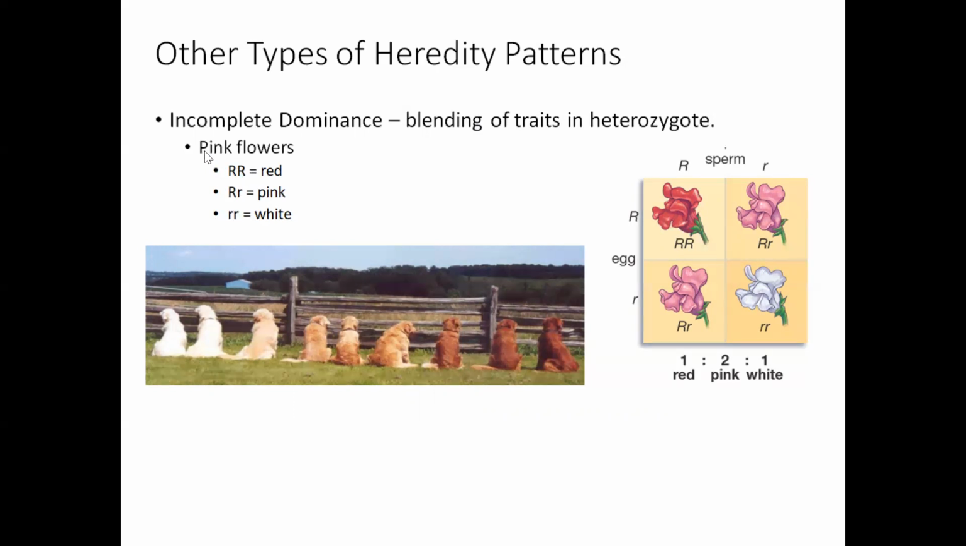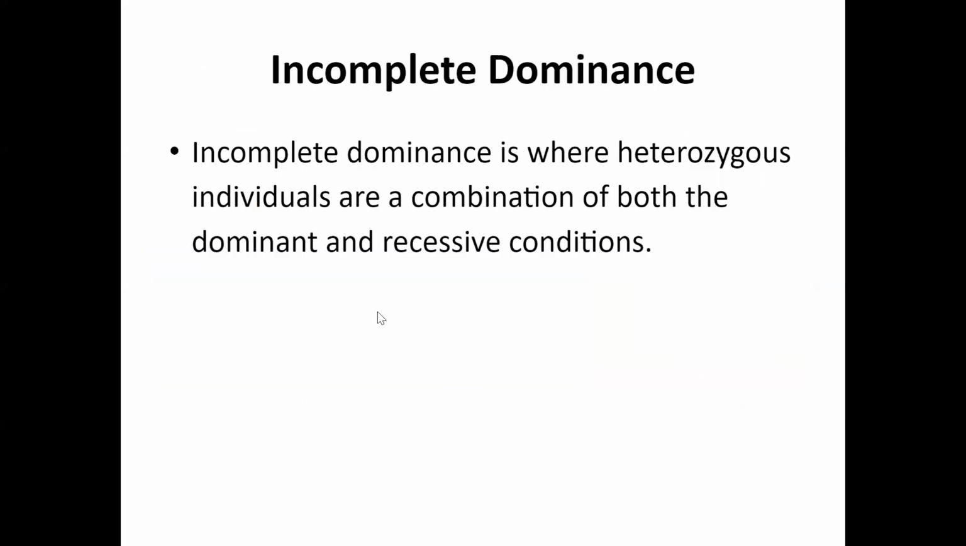This is not the case with incomplete dominance. We have a blending of the traits, so red and white would make pink flowers. It's pretty similar with the Labradors down here: a brown Labrador and a white Labrador making that golden color in between. It is where heterozygous individuals are a combination of both the dominant and recessive conditions.